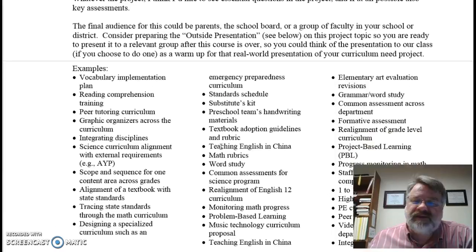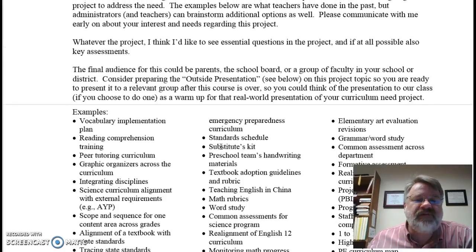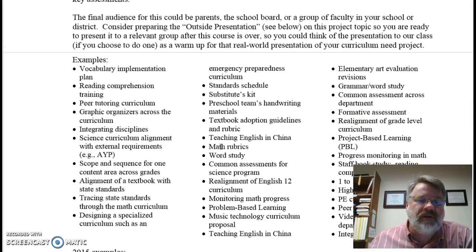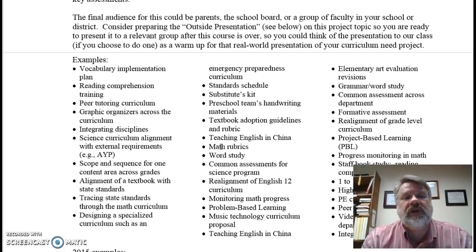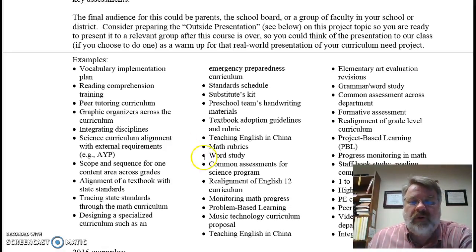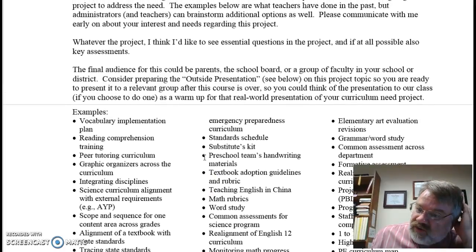Now, if that doesn't float your boat and you've got a specific need regarding curriculum, like you're going to switch from using textbooks in one content area to using iPads or something like that, or you're up for textbook adoption and you have to make a decision, or you want to trace the state standards through the math curriculum, or you want to do project-based learning or thematic instruction. You got some project going on, some need at your school.